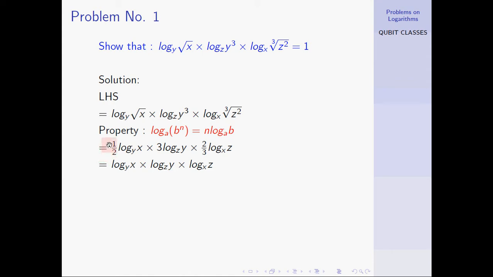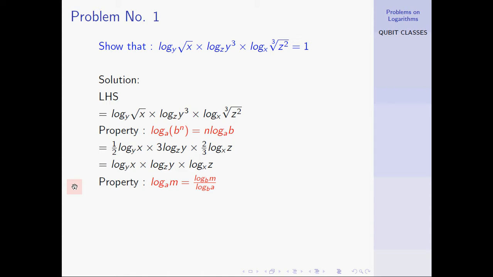Now there are three numbers here: 1 upon 2, 3 and 2 by 3. When you cancel this 2 and this 2, and this 3 in the numerator and 3 in the denominator, you will get 1. So on simplifying this, we get log of x to the base y into log of y to the base z into log of z to the base x.